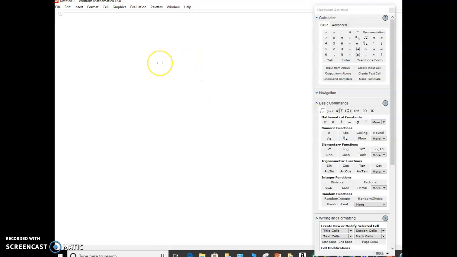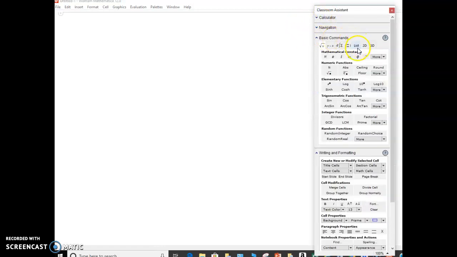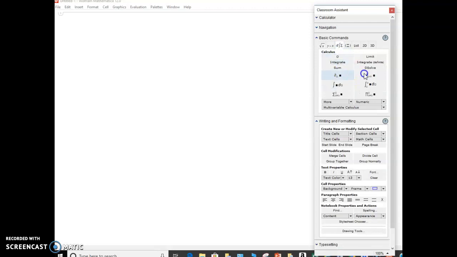All right, so here I have Mathematica up on the screen, and I opened up my Classroom Assistant palette here. And notice in the basic commands, we definitely have integrations here. You can actually do a general antiderivative using this button, but we're also going to use this one. So I'm going to make this a little bit bigger so that we can see it better.